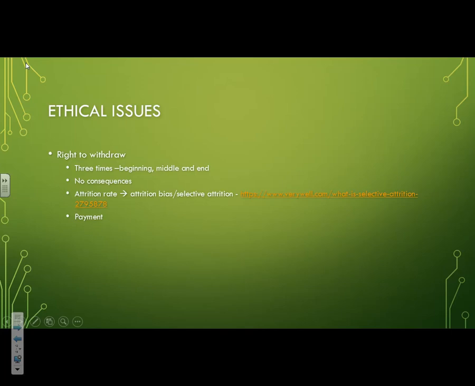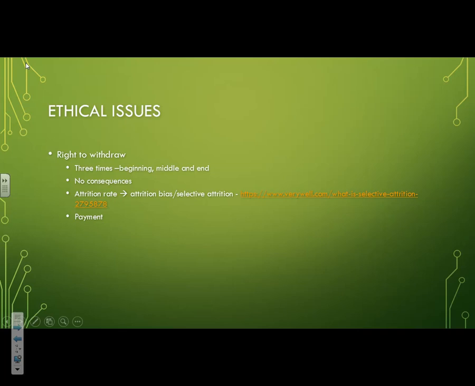Another ethical issue, something that needs to be mentioned in your informed consent and in your debrief, is the right to withdraw. You must be told about the right to withdraw three times: at the beginning during the informed consent form, reminded in the middle, and at the end as well in the debrief. Right to withdraw means that at any time you can leave the study or refuse to do part of the study, and there will be no consequences. So you can say, right, I need to leave now, or no, I don't want to do that.